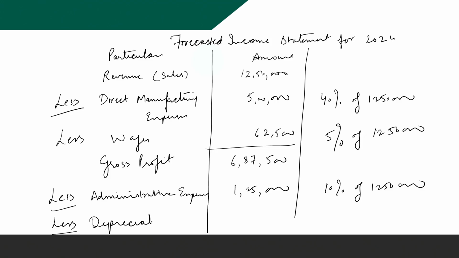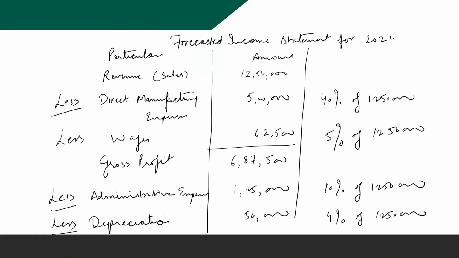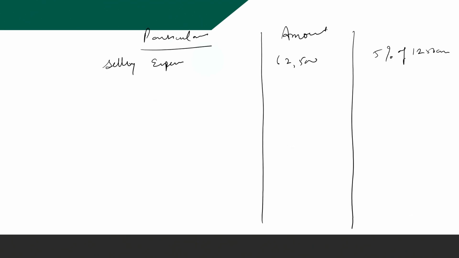Then we have depreciation. Depreciation was 4% of the sales, so we compute 4% of 12,50,000, which comes to rupees 50,000. Then in the question, we are provided with the information of selling expenses, which was 5% of sales. It comes to 62,500. Now you can see we have to deduct the administrative expenses, then depreciation, and then the selling expenses. After deducting all these three, we get a profit which is known as our operating profit, or in other terms we call it earning before interest and taxes, amounting to rupees 4,50,000.